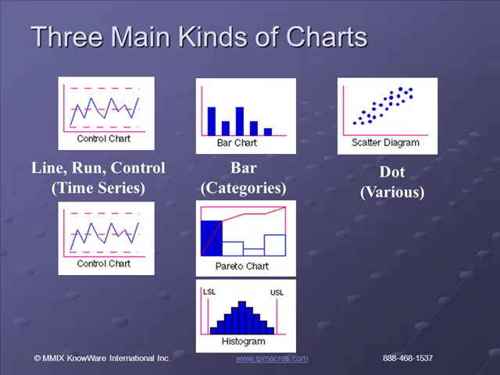There's three main kinds of charts out there. There's line charts, which in our case are going to be control charts. And control charts are essential to being able to monitor a process once you've improved it. Without the control chart, it will be impossible.